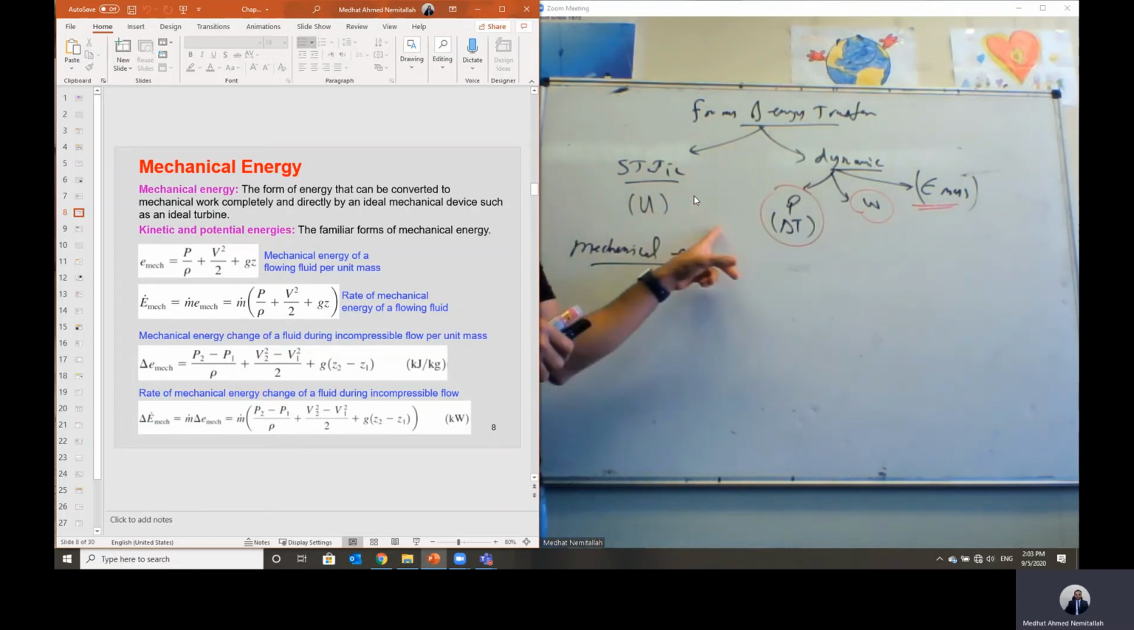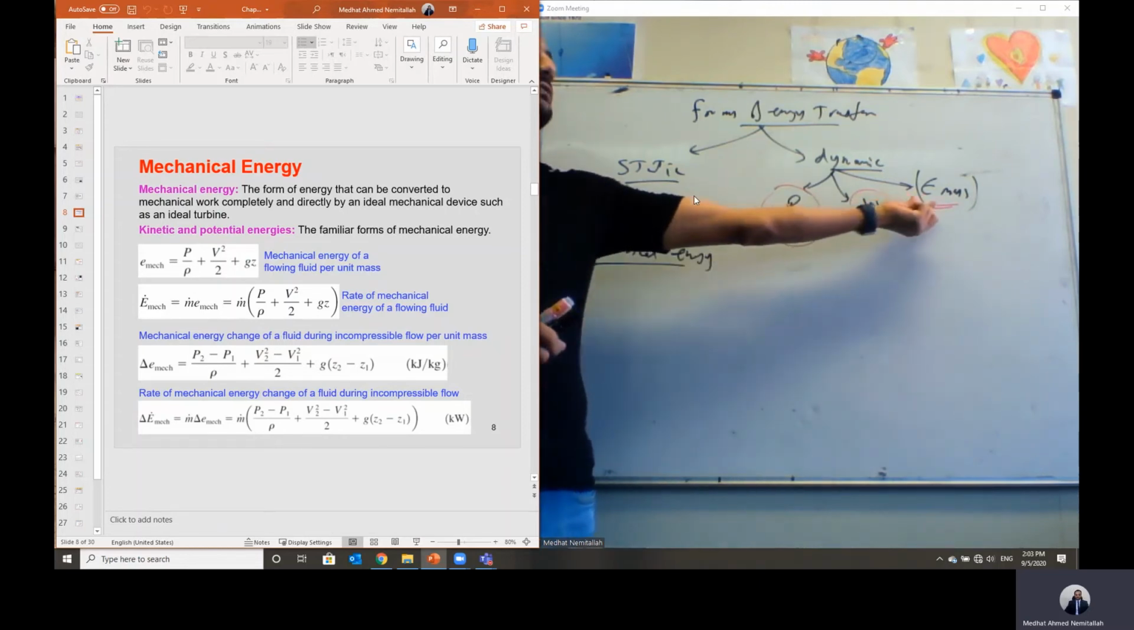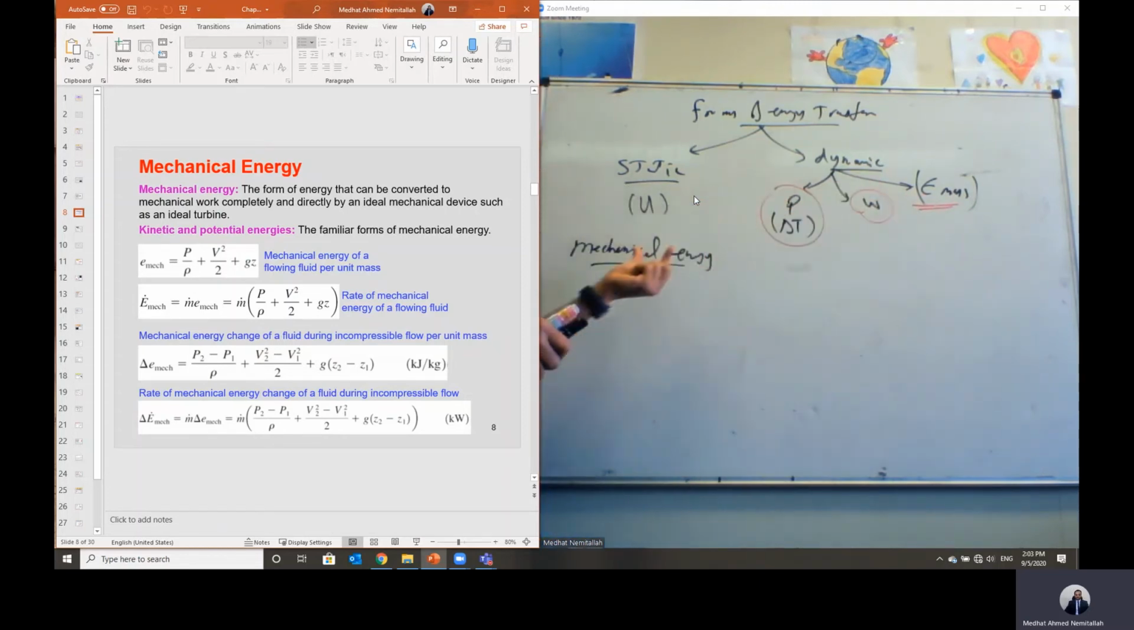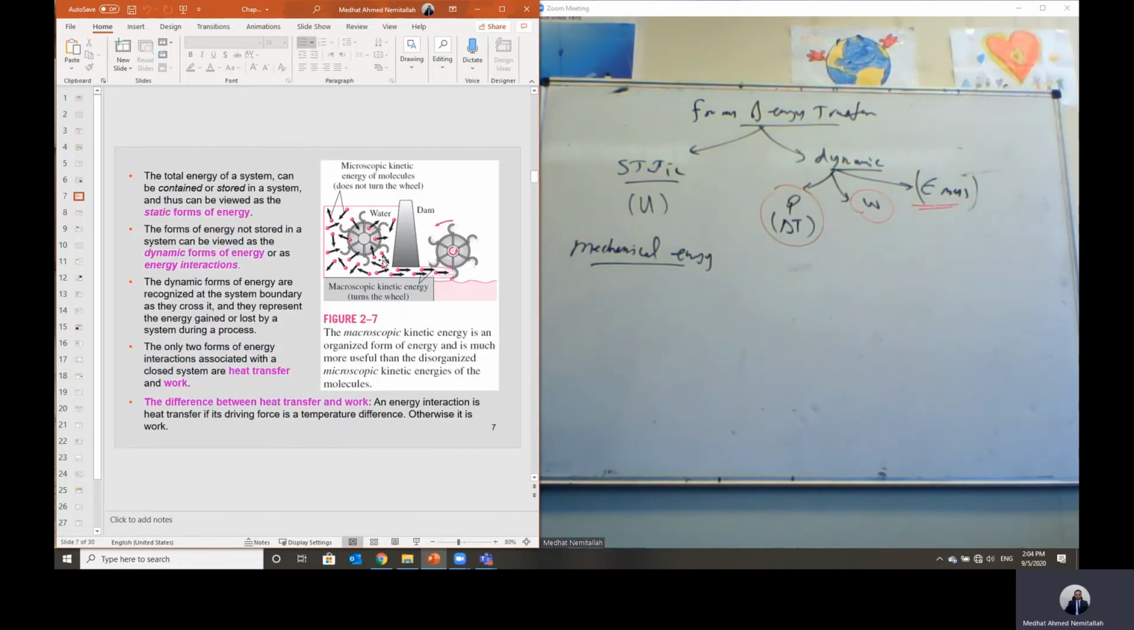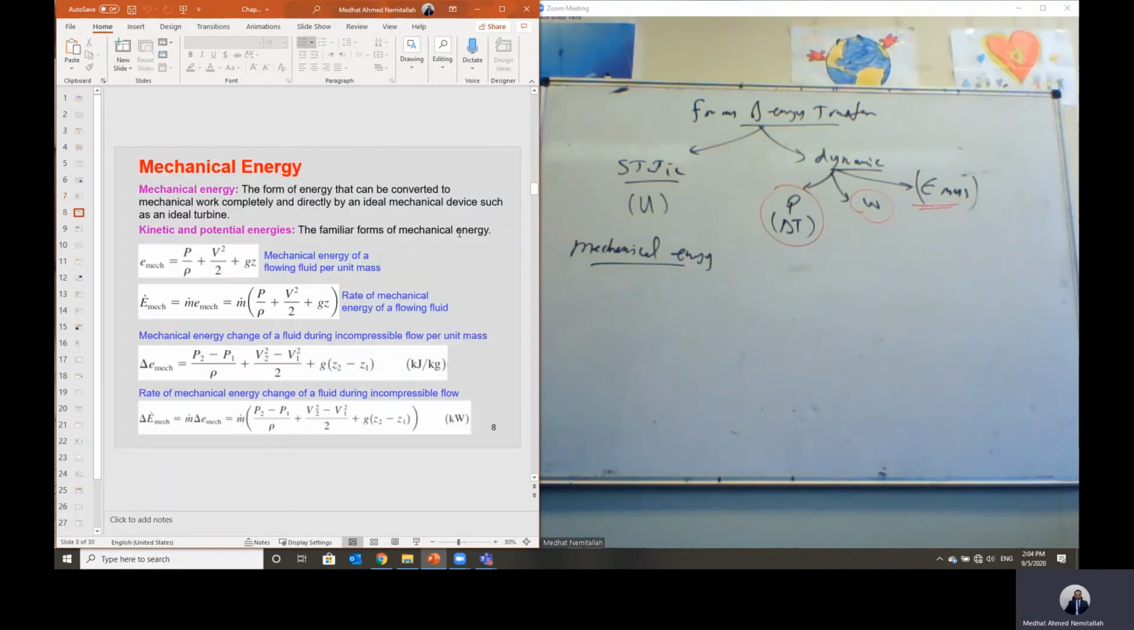But if we have a moving fluid, then we have energy transfer by mass. Part of this energy transfer by mass, we call the mechanical energy of the fluid, which can be converted into work without the need of a heat engine. Like this example, the hydraulic turbine. We can have a high velocity jet flow hit the bucket, and then we can generate work without having heat addition.